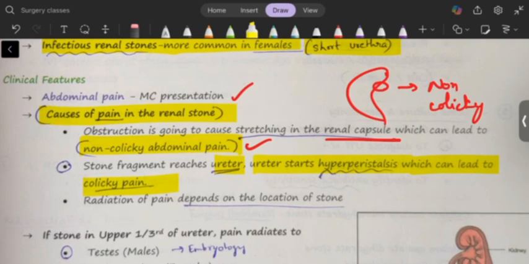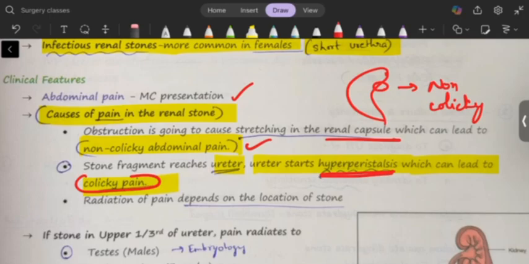properly. So for that reason, once the stone reaches the ureter, there will be increased contraction of the ureter so that it can push the stone down towards the bladder and then out through urine. So for that reason there will be increased peristalsis of the ureters. So this will lead to colicky pain.